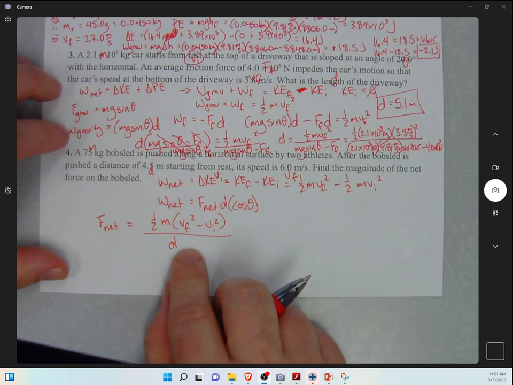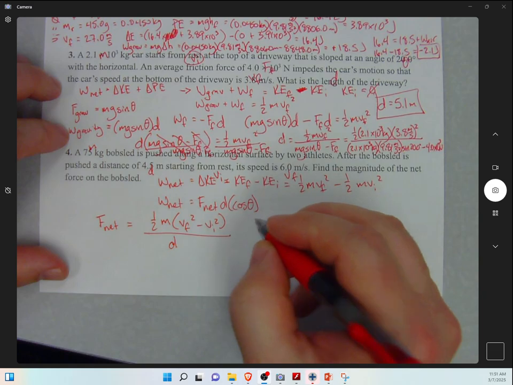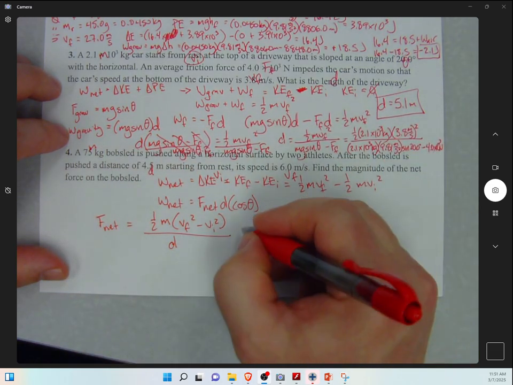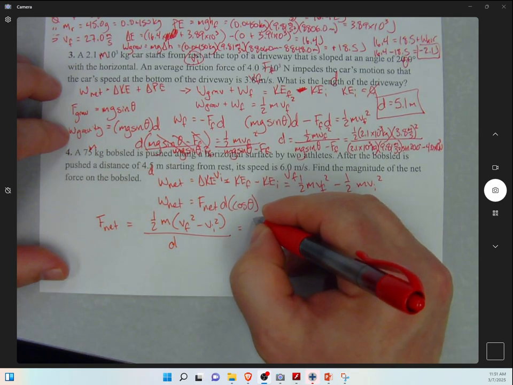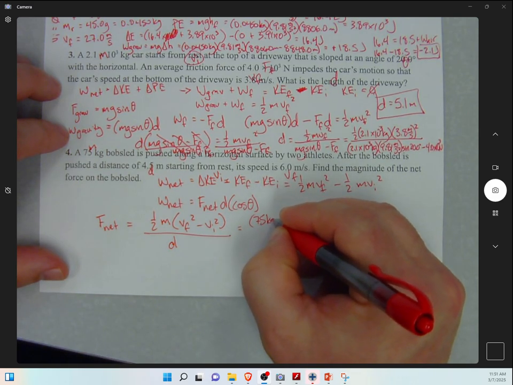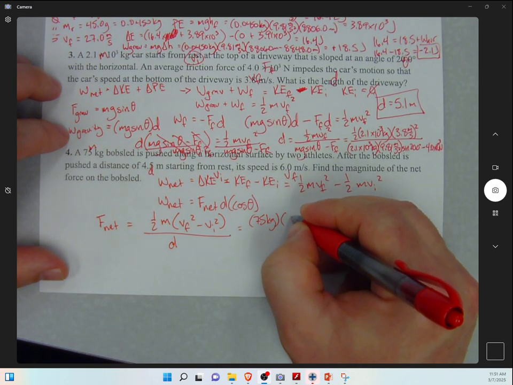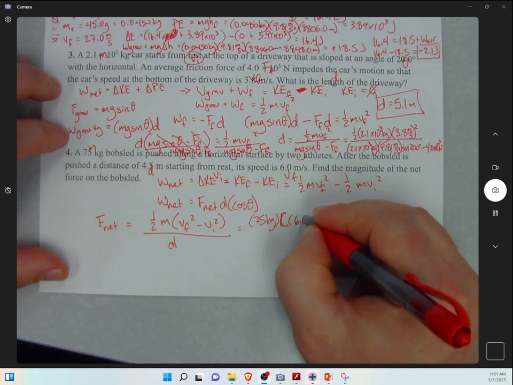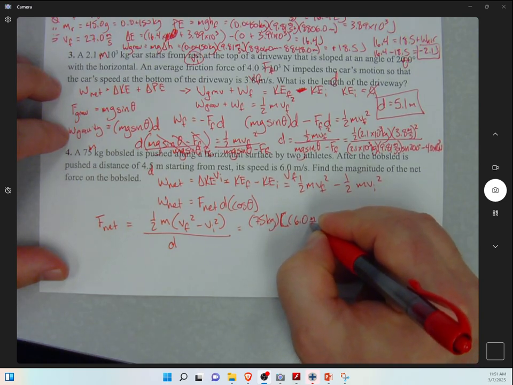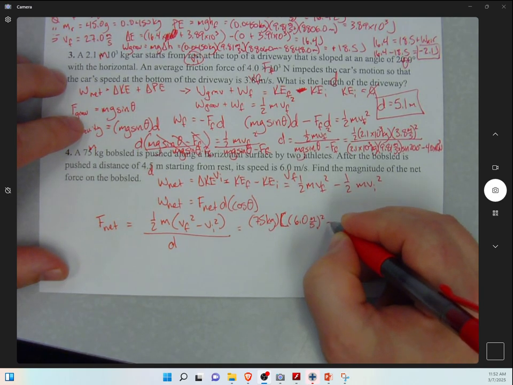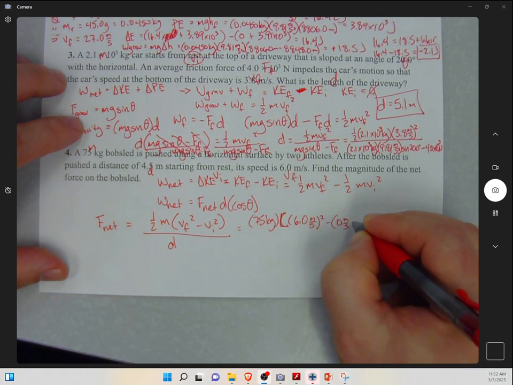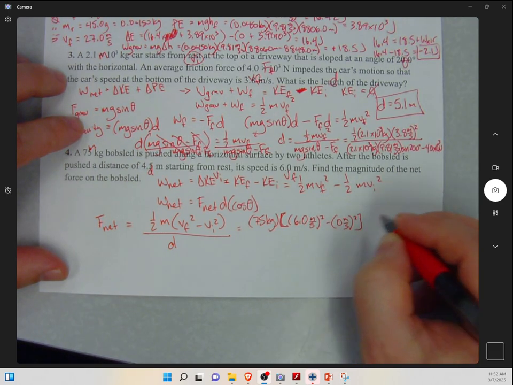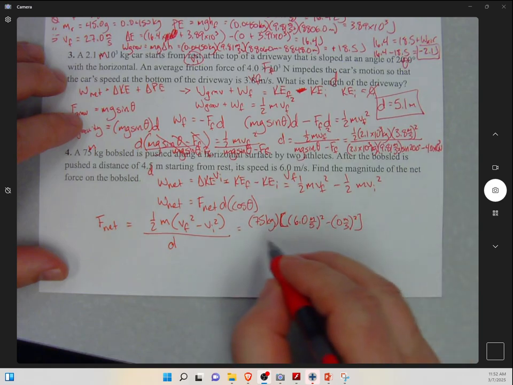And again, there would be a cosine theta right here. But again, cosine of 0 degrees is 1, so I'm just going to leave that out. So when I'm getting ready to actually plug and chug, I got 75 kilograms, and I have my 6 meters per second squared minus my 0 meters per second squared, right? Because that initial velocity was 0.